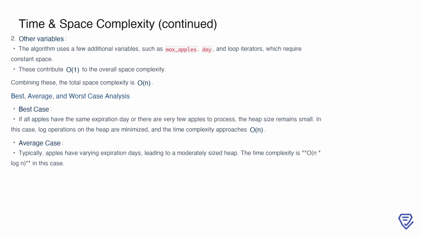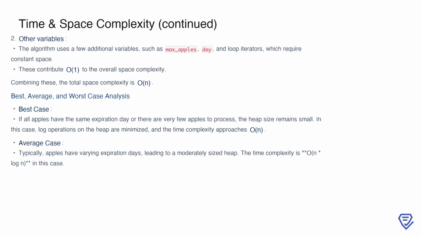Beyond the heap, the algorithm uses a few additional variables such as max_apples to track the total apples eaten, day to iterate through the days, and other loop iterators. These variables occupy constant space, contributing O(1) to the overall space complexity. When we combine the heap storage and the space used by these variables, the total space complexity is O(n).